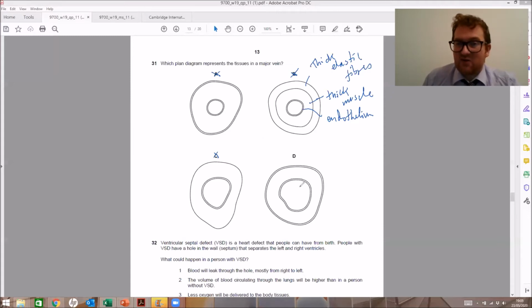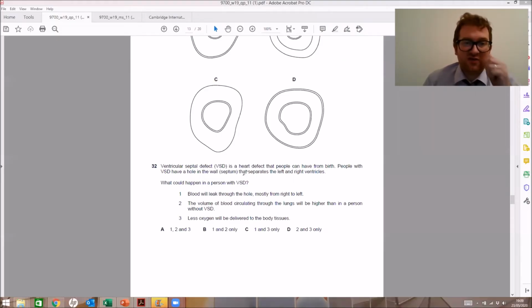Option D has it all. It has the larger lumen, it has the same three structures, the endothelium, the muscle, and it also has the thin layer of elastic fibers as well. So option D is the best representation of a major vein in this example.